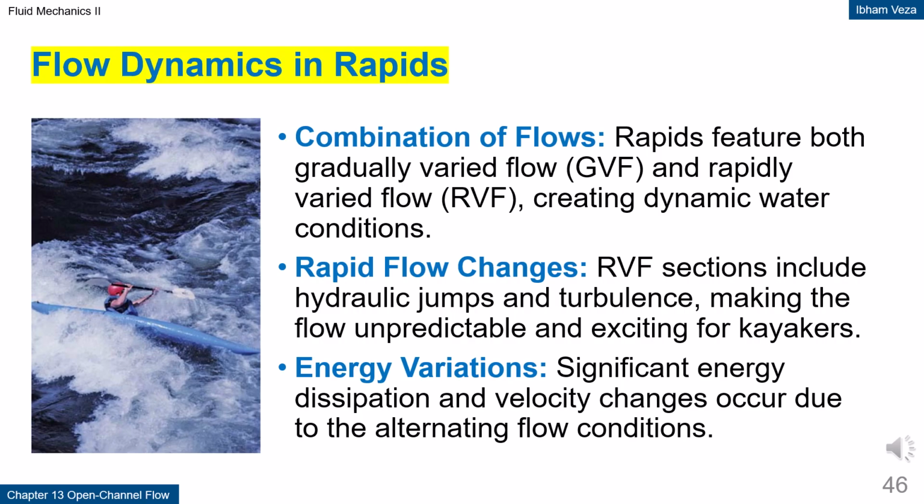Flow dynamics in rapids. Rapids are an example of a combination of gradually varied flow and rapidly varied flow. In some sections, hydraulic jumps and strong turbulence occur. Changes in velocity and depth occur alternately along the channel. These conditions cause significant energy dissipation. This phenomenon explains why flow in rapids appears very dynamic and unstable.